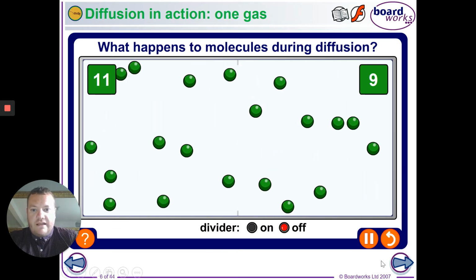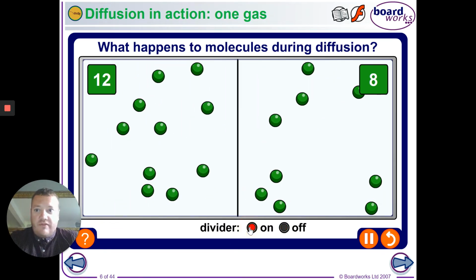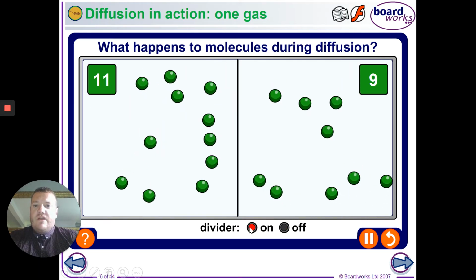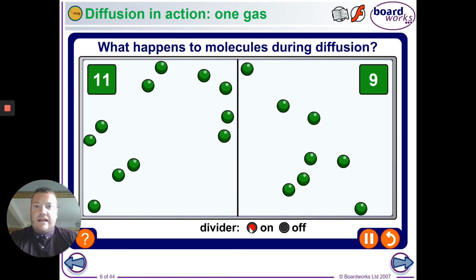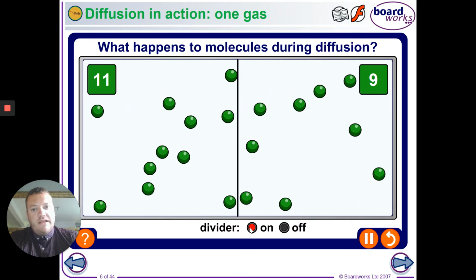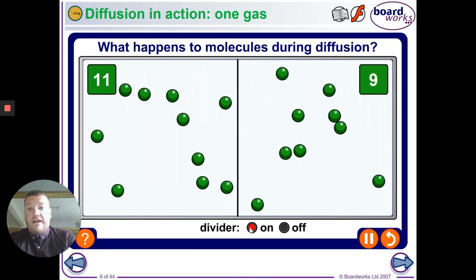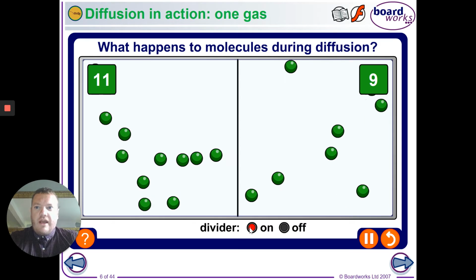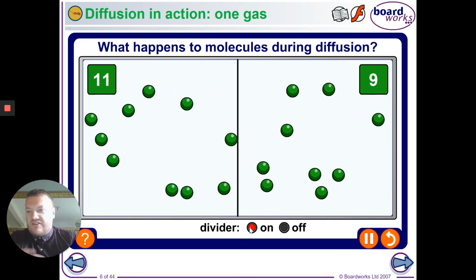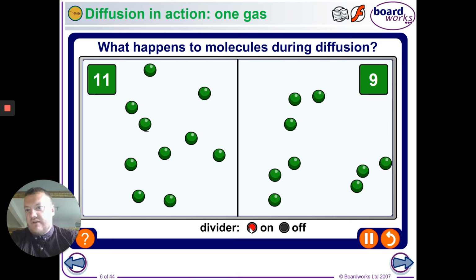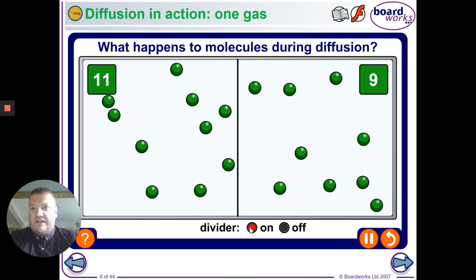I'll just stop that there. Even though I let them release, randomly move in each direction, and bang into one another, if I put that divider back in at any point, it's not exactly even. It's not 10-10 on either side, because there are 20 particles there, but it's 11 and 9.